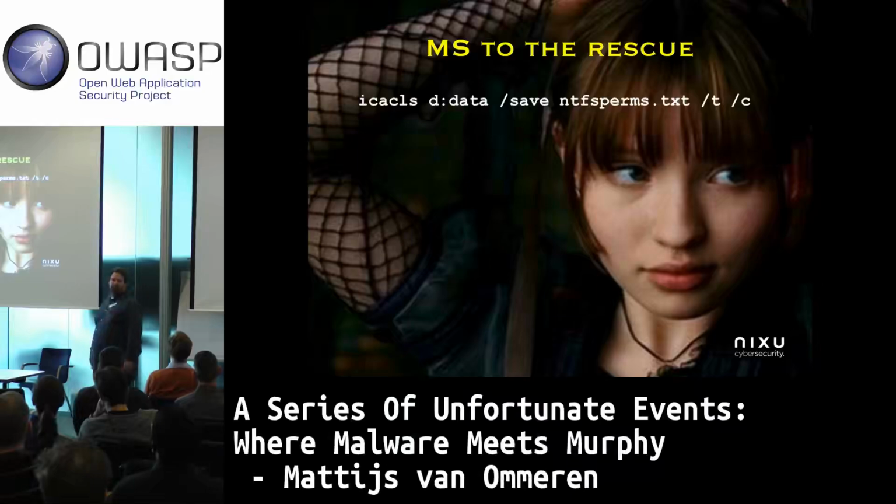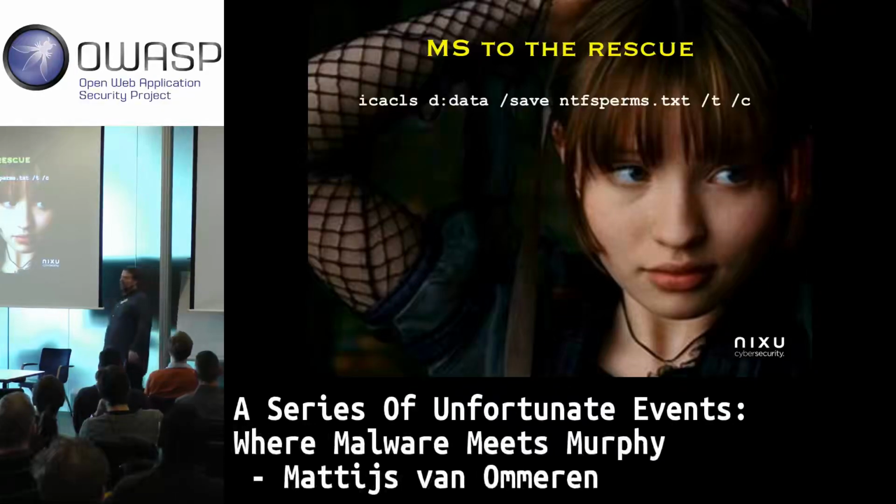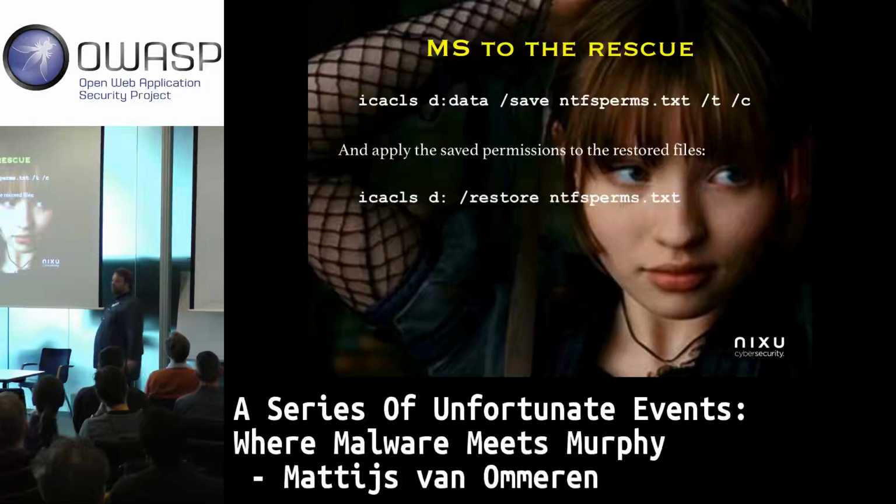Fortunately, Microsoft to the rescue again. With the icacls tool I described earlier, it's possible to store all your file permissions in a separate file and import that on a different, similar-looking file system. So basically, this is what you do on your encrypted file share. It stores the file permissions, and hopefully everything is fine when, after the restore, we apply these permissions again.